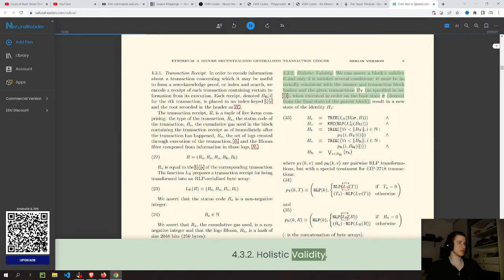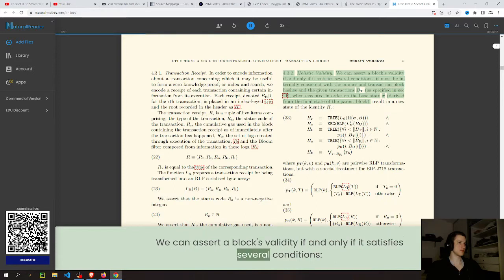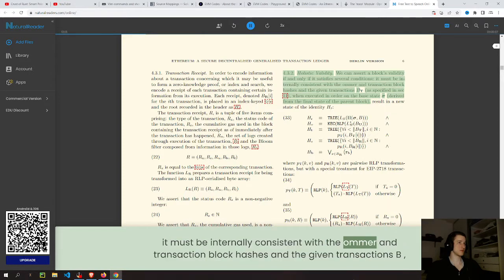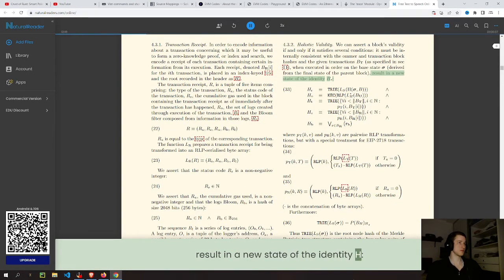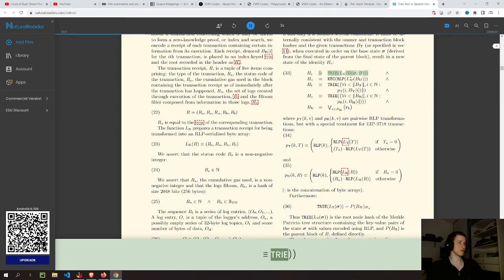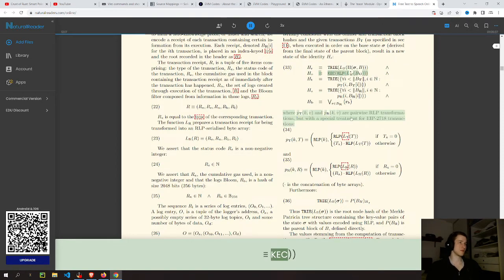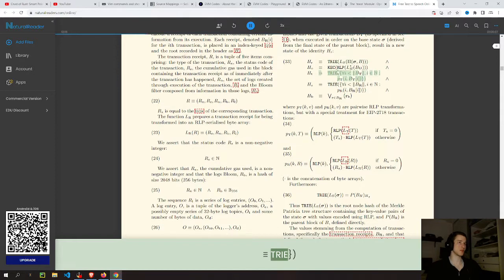4.3.2 Holistic validity. We can assert a block's validity if and only if it satisfies several conditions. It must be internally consistent with the Ommer and transaction block hashes and the given transactions B, when executed in order on the base state sigma, result in a new state of the identity H. H. Tree. H. Kick. H.